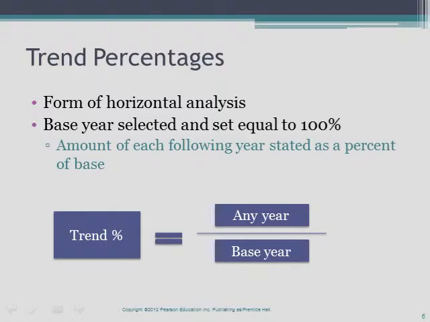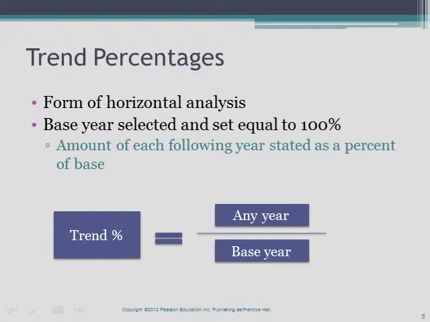Trend percentages are a form of horizontal analysis. Trends indicate a direction a business is taking. Have revenues changed over a 5-year period? What trend does net income show? These questions can be answered by trend percentages over a representative period, such as the most recent 5 years.